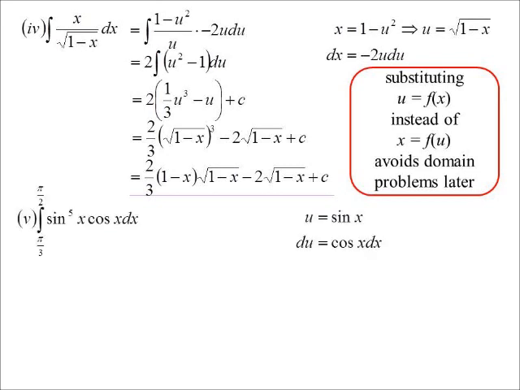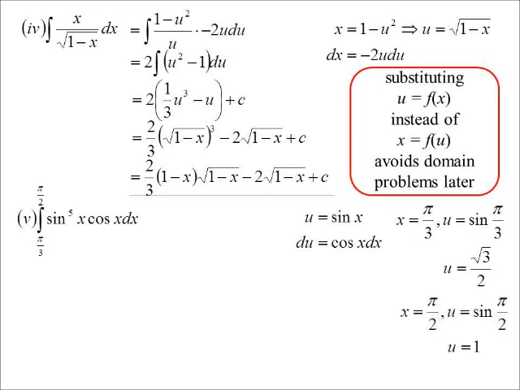U equals sine x. So du is cos x dx. And you think, well, that's not that big a deal, except for one thing. Those limits of pi on 2 and pi on 3, they refer to x. So I've also got to change them as well now. So when x is pi on 3, u will be the sine of pi on 3, which is root 3 on 2. When x is pi on 2, u will be the sine of pi on 2, which is 1.